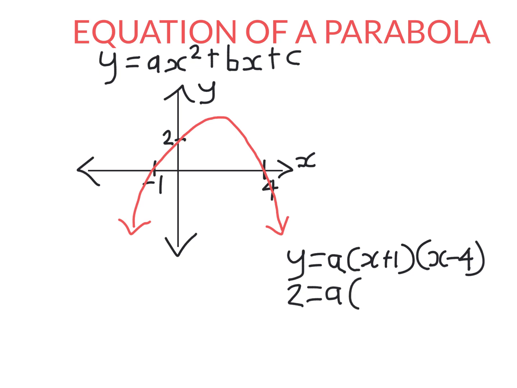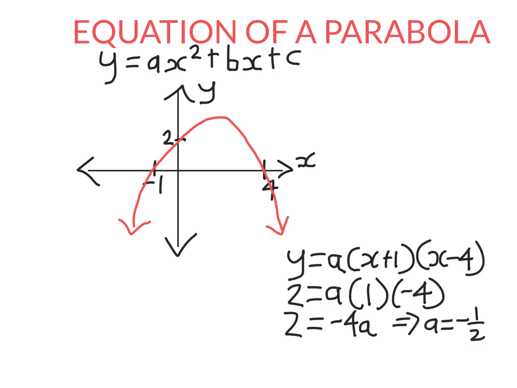Now replacing x with 0, the first bracket's 1, the second one is negative 4. So I have 2 is equal to, now 1 times negative 4 is obviously negative 4, so 2 is negative 4a. Divide each side by negative 4, you get a equals negative a half. So the equation of this parabola is y equals negative a half times x plus 1, which is x minus first intercept, times x minus second intercept.